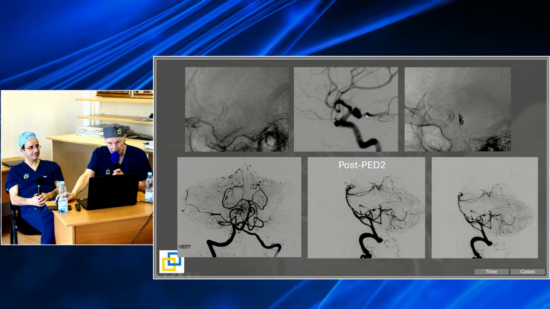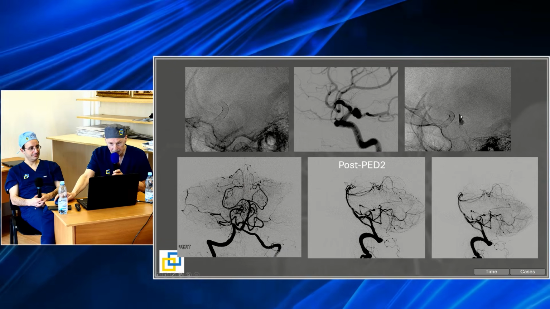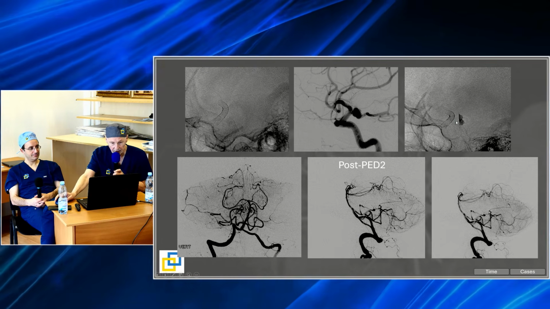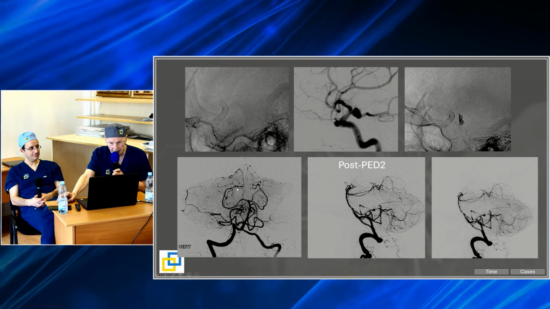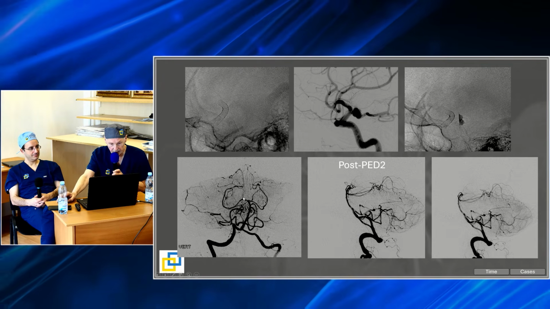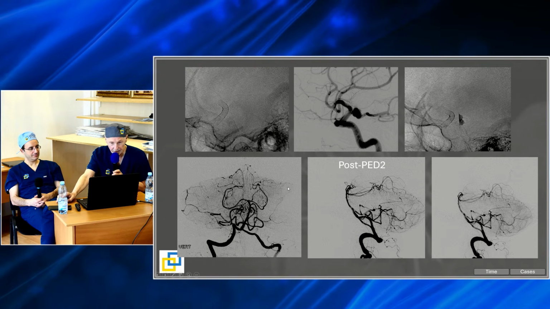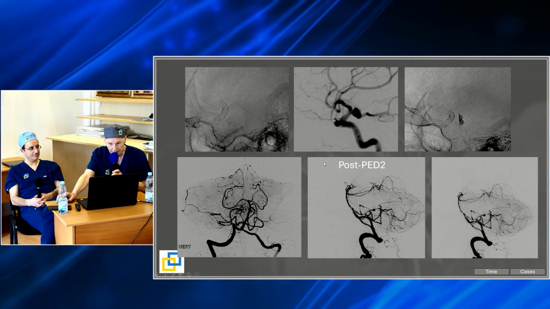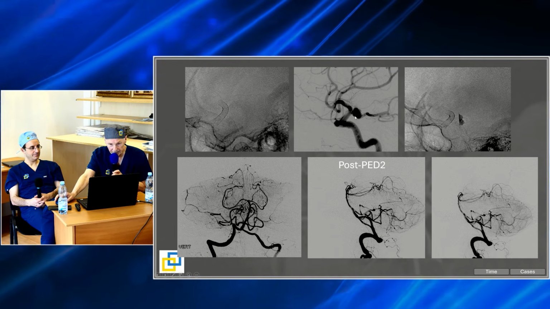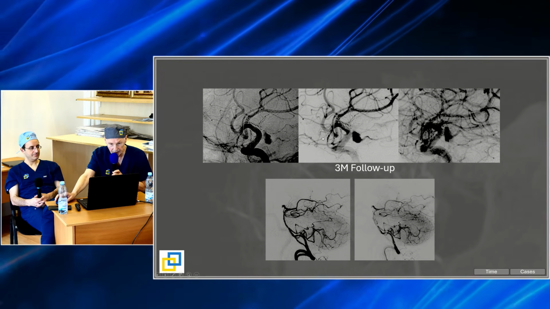And this is basically the immediate afterbirth. You see the stagnation in the sac of the aneurysm. And this is after two pipes, still, it's not looking very good for a P1 segment. Still, the PCA fills mostly through this vessel.